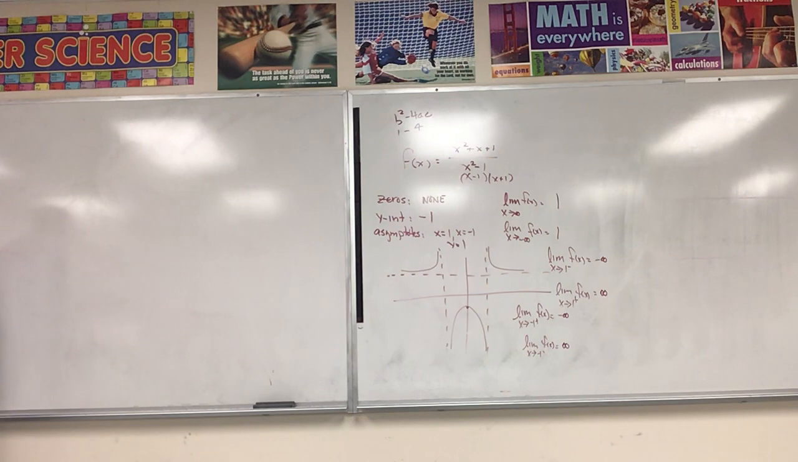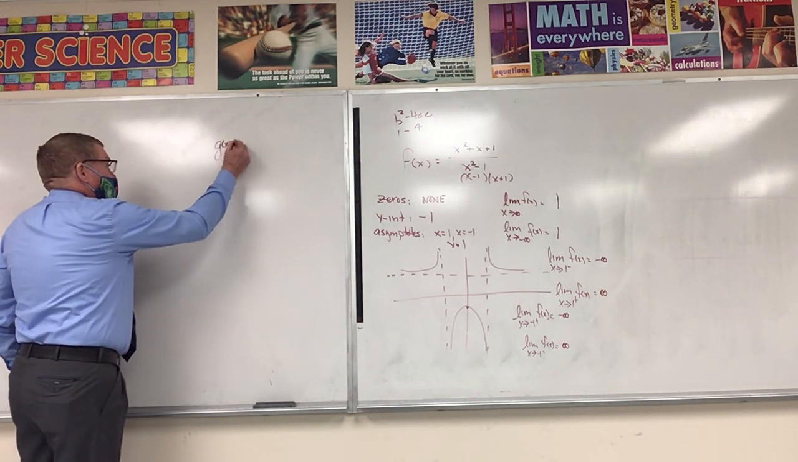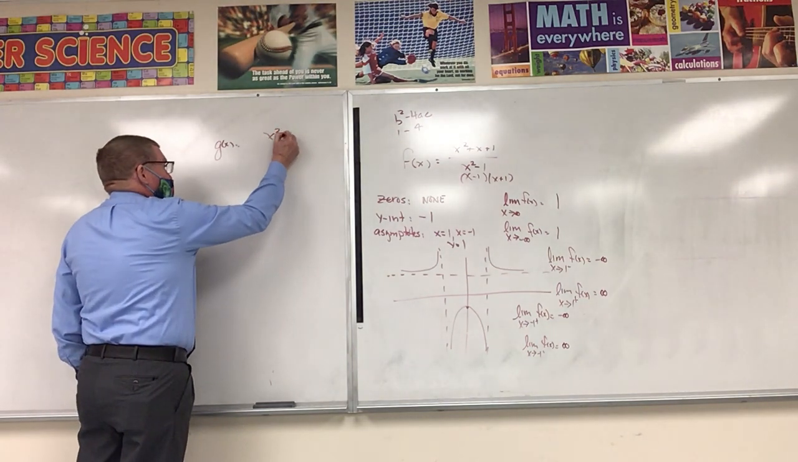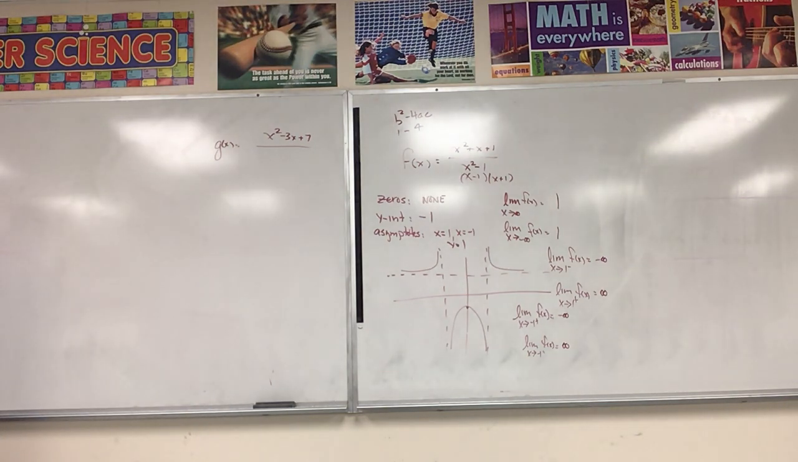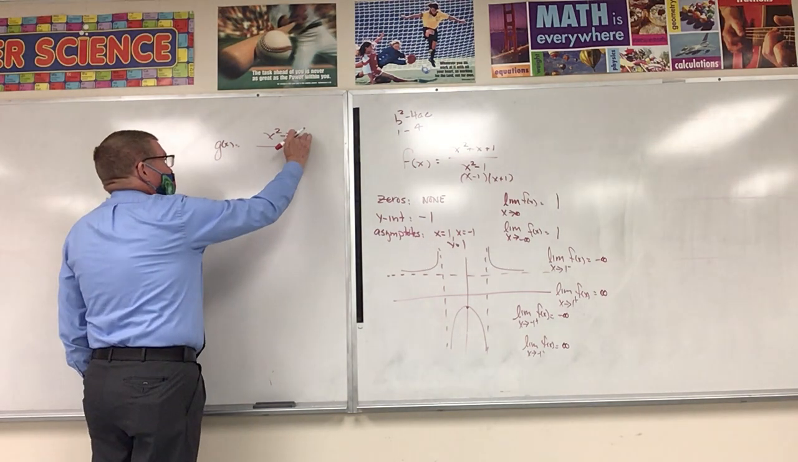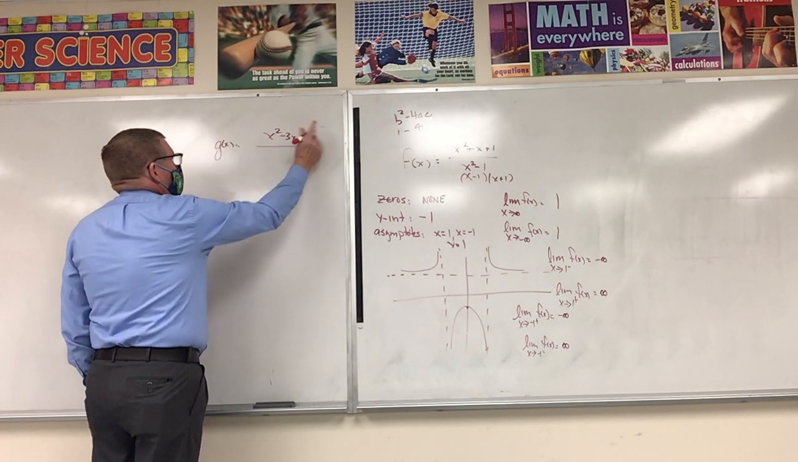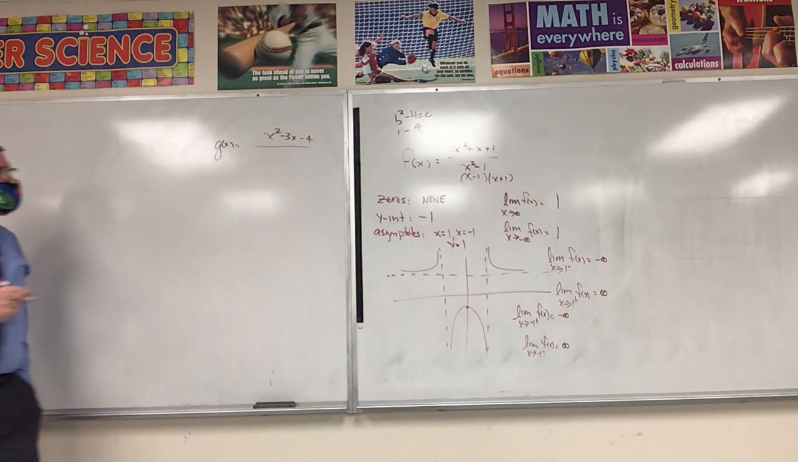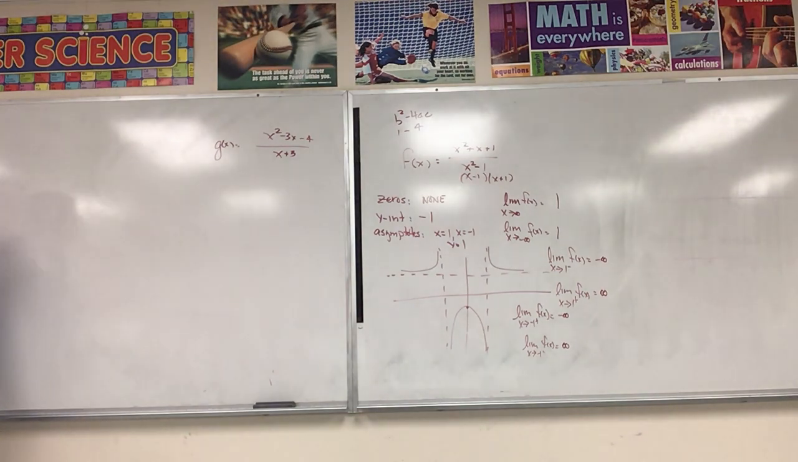Look at 72 then. g of x equals x squared minus 3x minus 7... minus 4, over x plus 3. Alright, so here's our function.